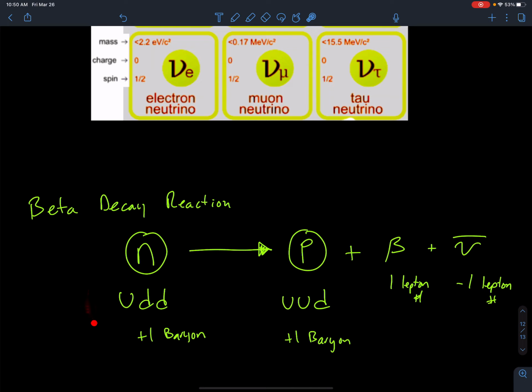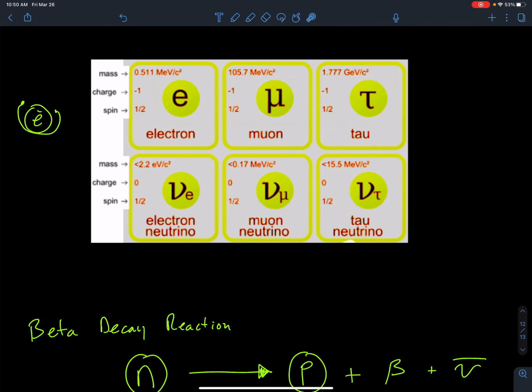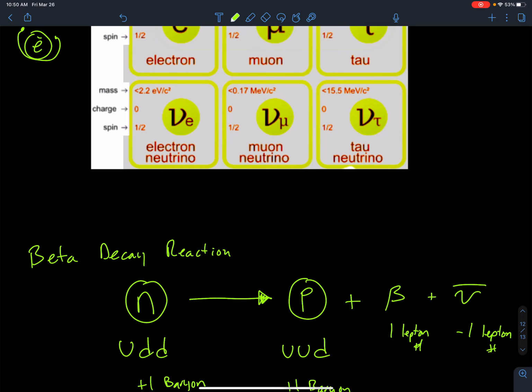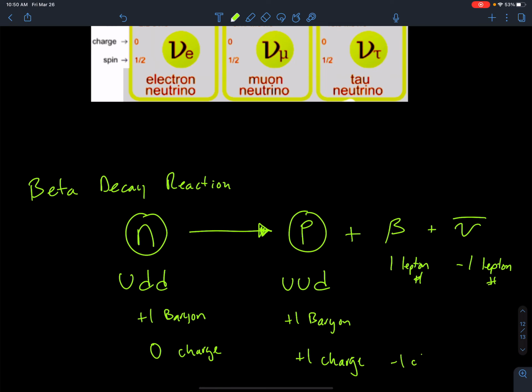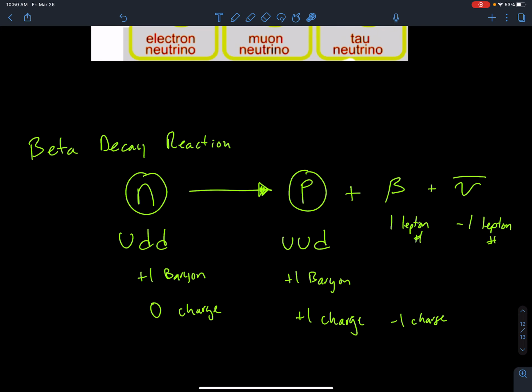Okay. Now, what about charge? The charge on this side is 0 if you add up the charge. Okay, if you add up the charge of a proton, the charge of a proton is +1 charge. Okay, so the electron comes off to conserve charge. The electron has a charge of -1. So the charge is -1 charge. And the neutrino, all neutrinos have a charge of 0, so they don't contribute to that. Even if it's an antineutrino, it has 0 charge. All right?